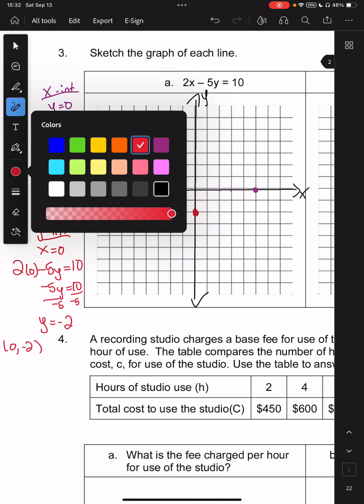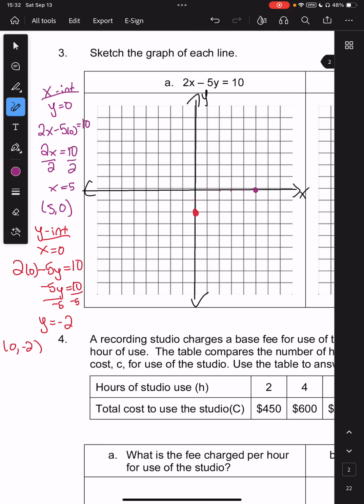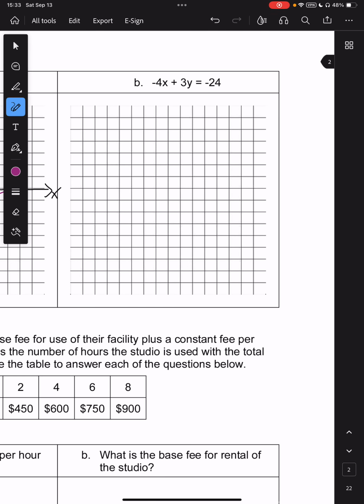Now that we have these 2 points, we can just connect them and then extend our line in both directions. So that's our equation of our first line. Now let's do it for point B.